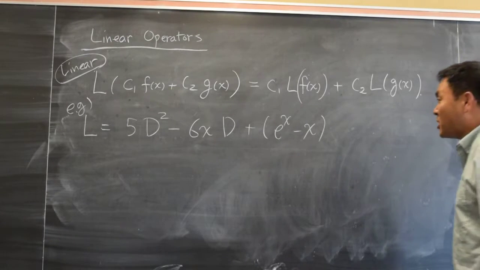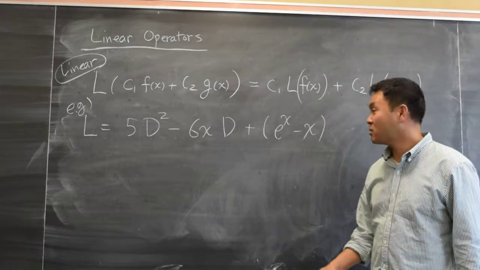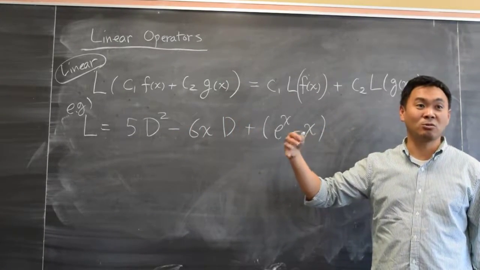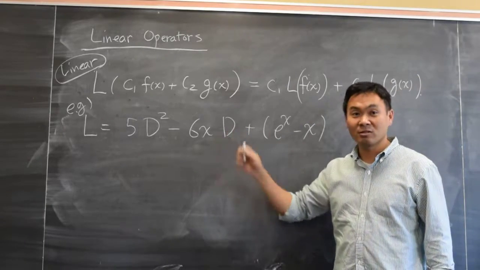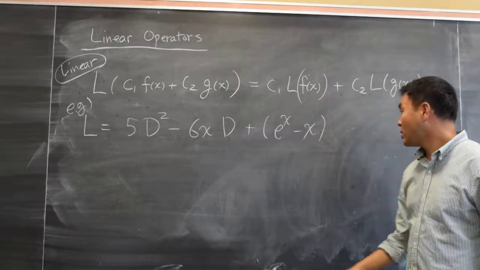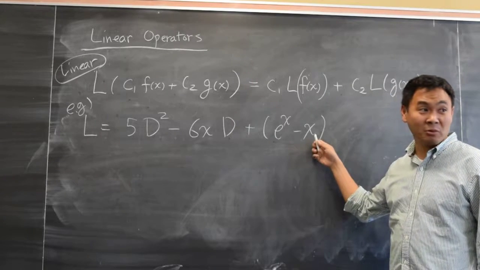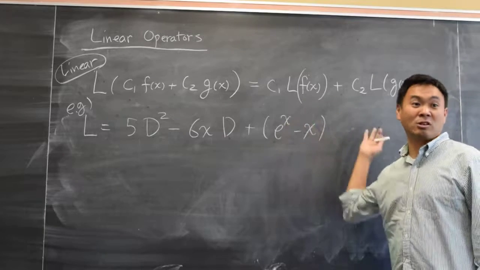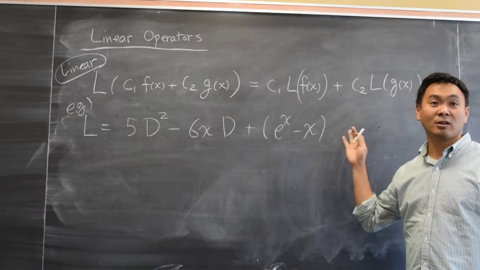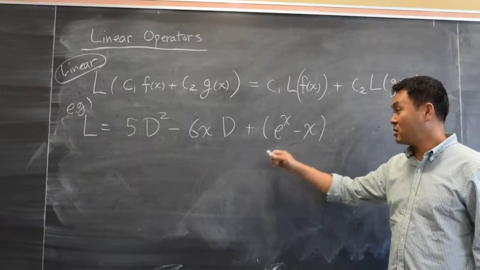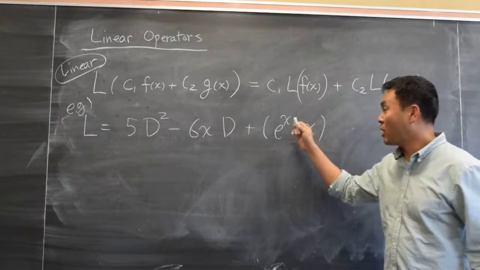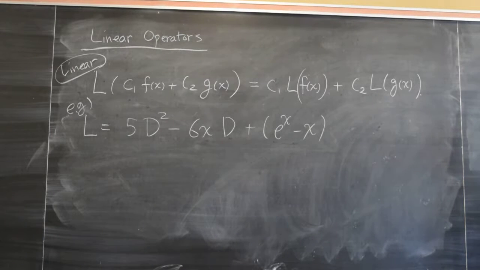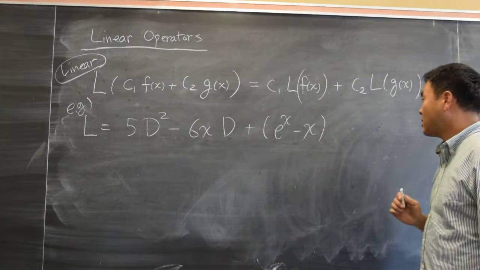It's actually a combination of two types of operators. These D's are differential operators. You differentiate once with respect to x. And these are multiplication operators. Whatever function you're given, you just multiply by this and you create a new function. Multiplication operators and differential operators, or any combination of those, will always be linear.